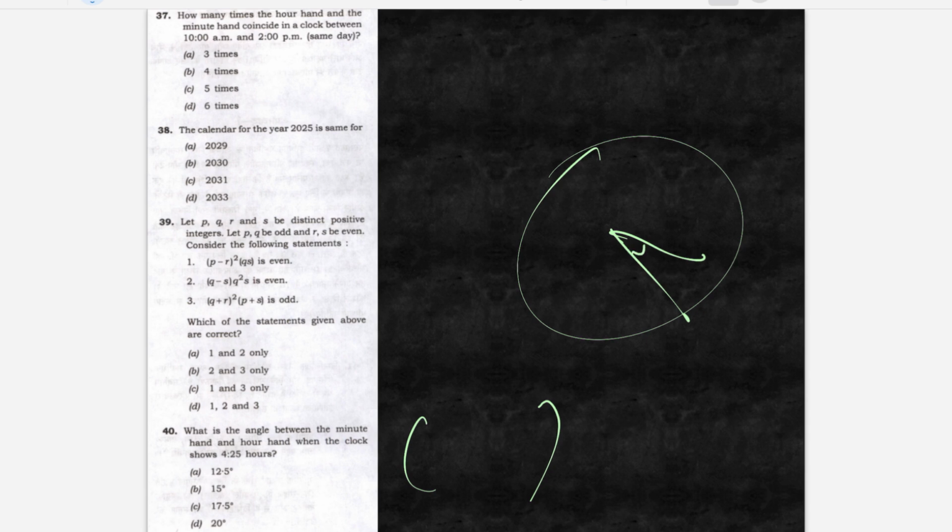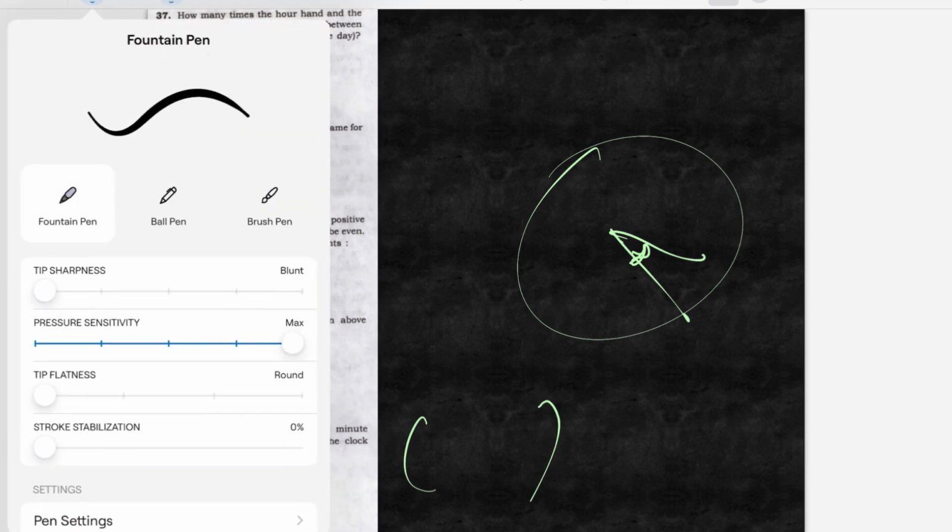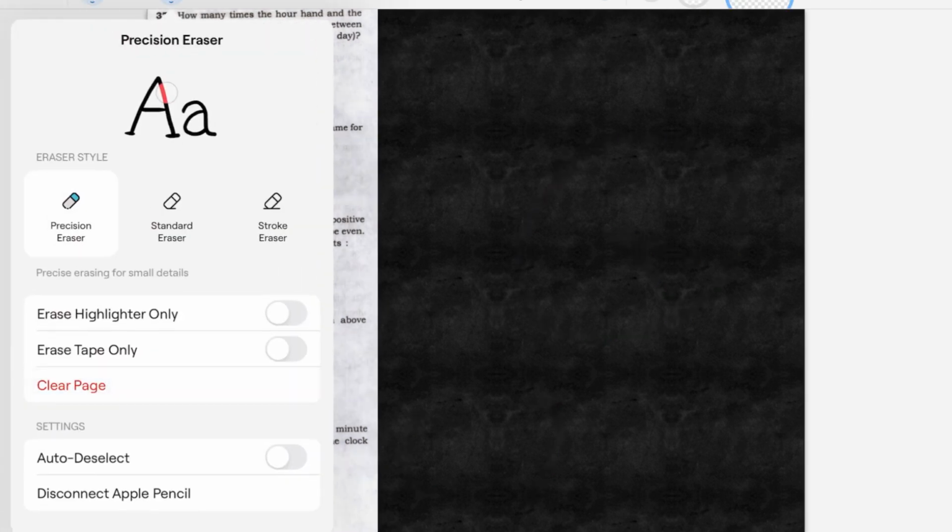Whenever there is a question with respect to angles between the minute hand and the hour hand, I would probably leave that question unattempted, which is question number 40 here. What is the angle between the minute hand and the hour hand when the clock shows 4:25? I am always scared that I may go wrong. I'll probably leave this question unattempted, but this is also easy only. So if you can get it right, all the best, get it right.